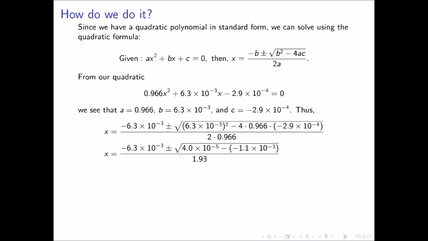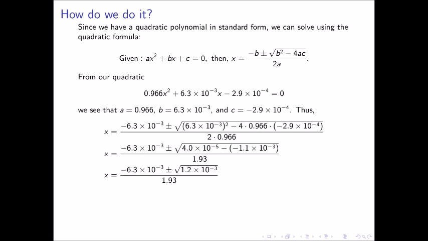First, we can begin by squaring 6.3 times 10 to the negative 3, yielding 4 times 10 to the negative 5. Then we can multiply 4 times 0.966 times negative 2.9 times 10 to the negative 4, yielding negative 1.1 times 10 to the negative 3. Lastly, we can multiply 2 times 0.966 in the denominator, giving us 1.93.